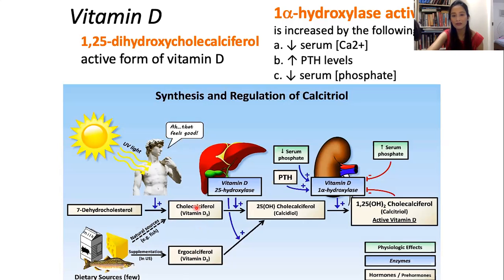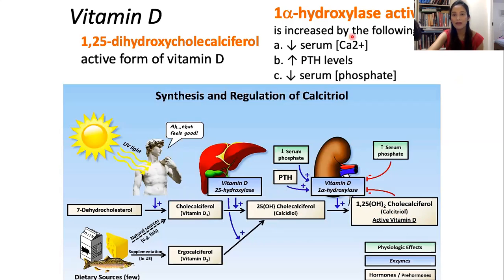So your cholecalciferol and your ergocholecalciferol are converted into 25-hydroxycholecalciferol in the liver through the action of 25-hydroxylase. And your 25-hydroxycholecalciferol is the major storage form of your vitamin D. And now, when your PTH acts on your kidneys, it activates your 25-hydroxycholecalciferol to become 1,25-dihydroxycholecalciferol, or your activated vitamin D, what we call calcitriol. And this is through the action of the enzyme 1-alpha hydroxylase.